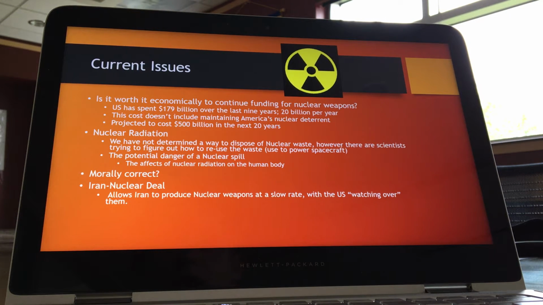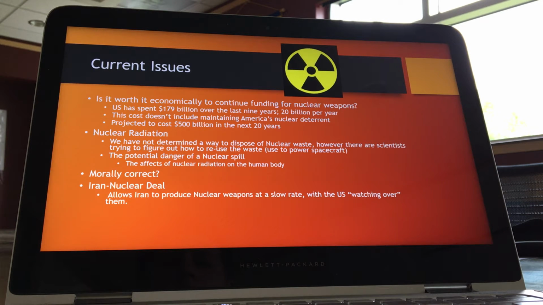Also, is it worth it economically to continue funding for nuclear weapons? The U.S. has spent $179 billion over the last 9 years, which is $20 billion per year, and this doesn't include the cost of maintaining America's nuclear deterrent, so their nuclear defense system. It's projected to cost $500 billion in the next 20 years.